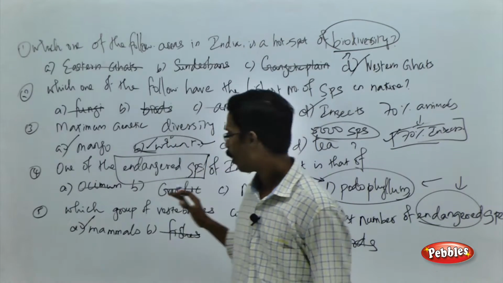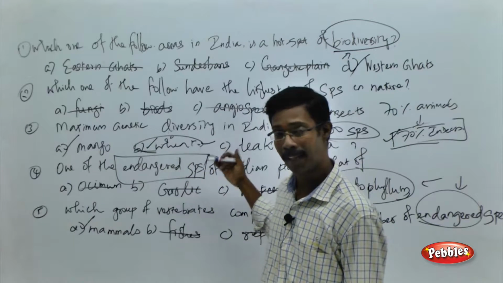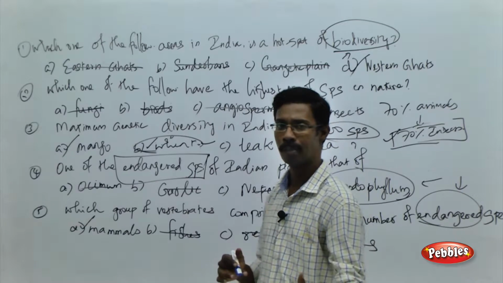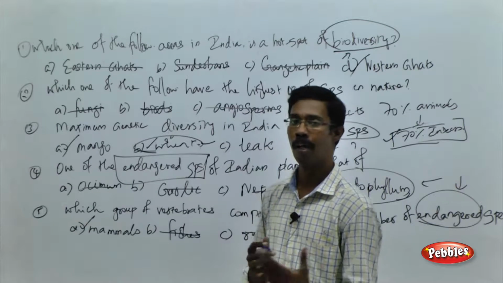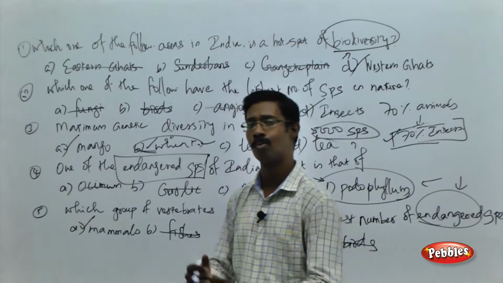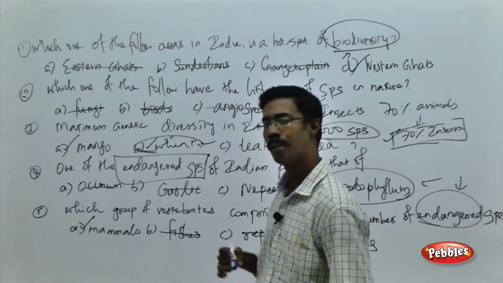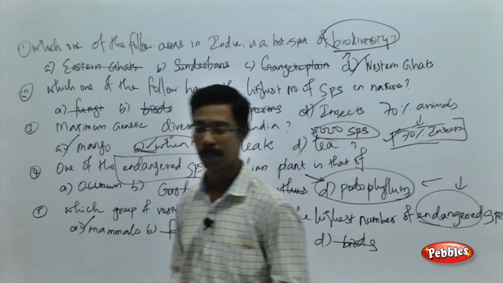As I told you, you can expect questions like this from this chapter: what is the organism and what is the location, what is the hotspot and what area belongs to the particular hotspot. In such a way you can expect the questions, and now we are going to see the next set of questions from the particular chapter.